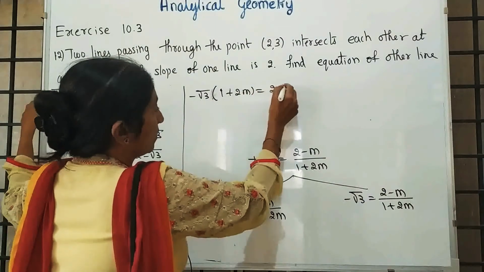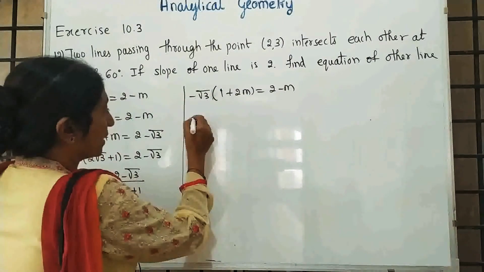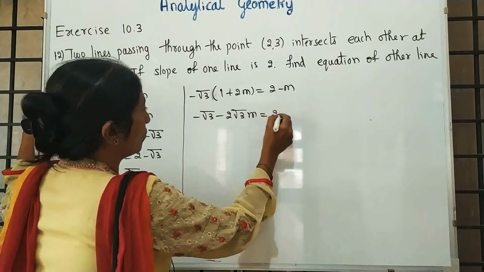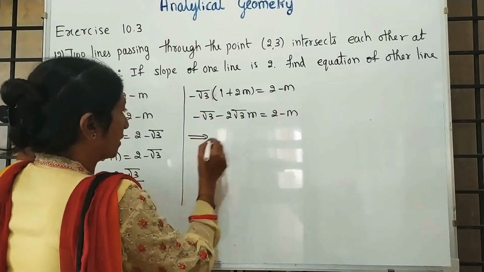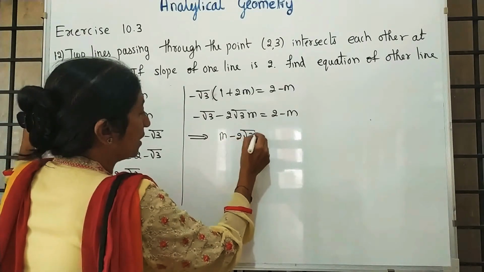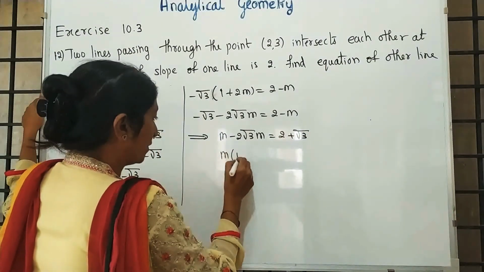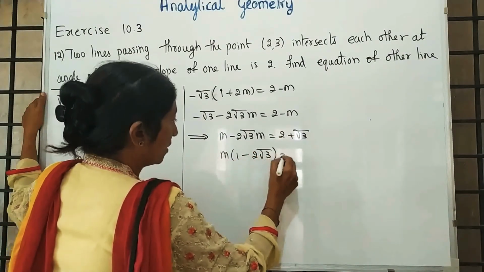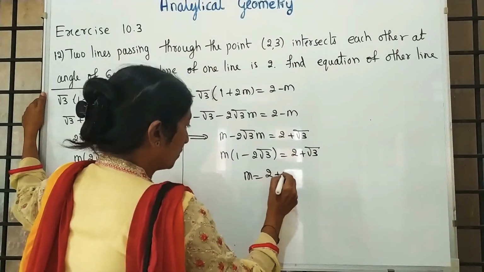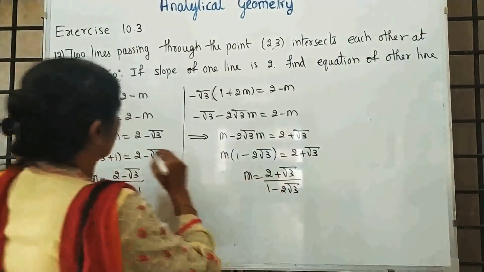is equal to 2 minus m. Here also remove the bracket. Minus root 3 minus 2 root 3 m is equal to 2 minus m. This implies m minus 2 root 3 m is equal to 2 plus root 3. m common. m into (1 minus 2 root 3) is equal to 2 plus root 3. m is equal to (2 plus root 3) upon (1 minus 2 root 3).